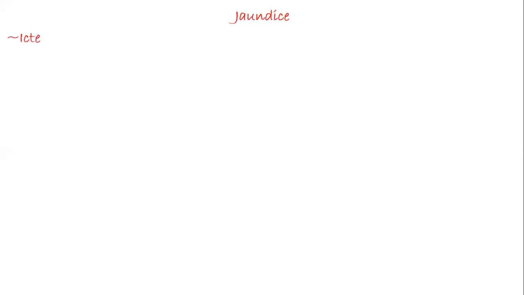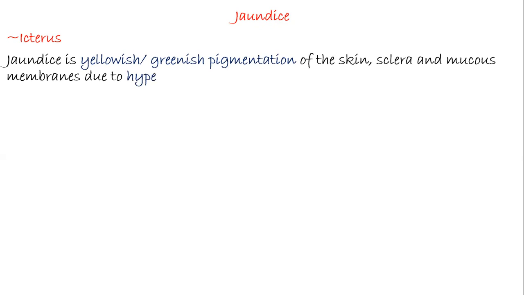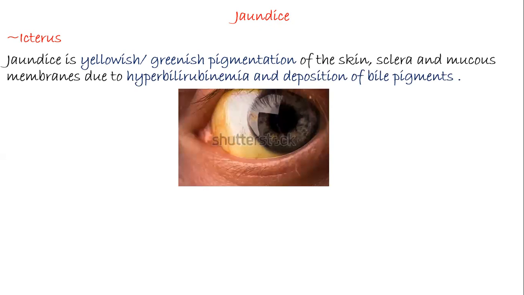Jaundice is also known as icterus. Jaundice is nothing but yellowish or greenish pigmentation of the skin, sclera, and mucous membrane due to hyperbilirubinemia and deposition of bile pigments under the skin. This is mostly associated with itchiness. Also, the patient experiences pale feces and dark urine.